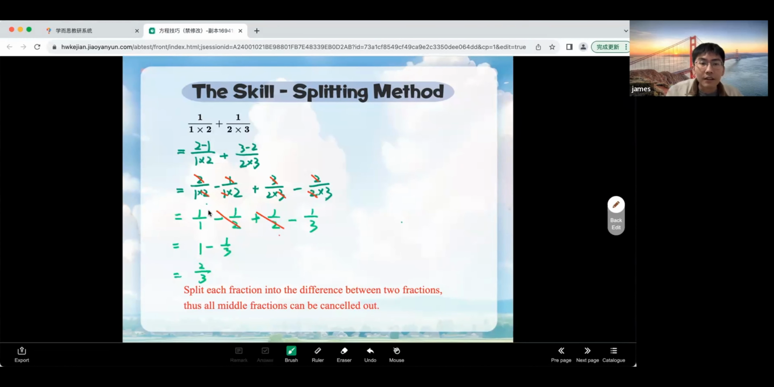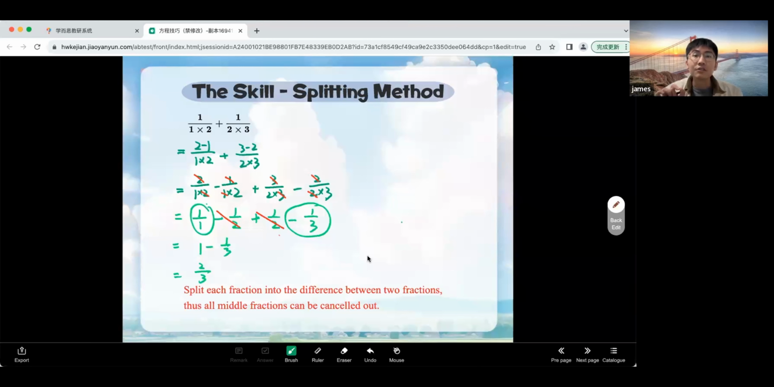So we only have the first one left and the last one left. And then the calculation will be much easier because you don't have to calculate all the middle part. Only the first fraction and the last fraction should be calculated, right? And be careful, everyone. This is known as the splitting method, and there's a requirement for using the splitting method.